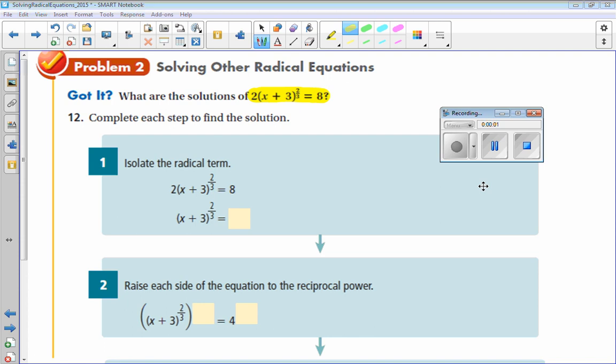A bunch of radical stuff up to this point. And we're going to look, as our last types of problems we're going to do in this unit, at this type of equation, which is a little bit different than the ones we were looking at last time.